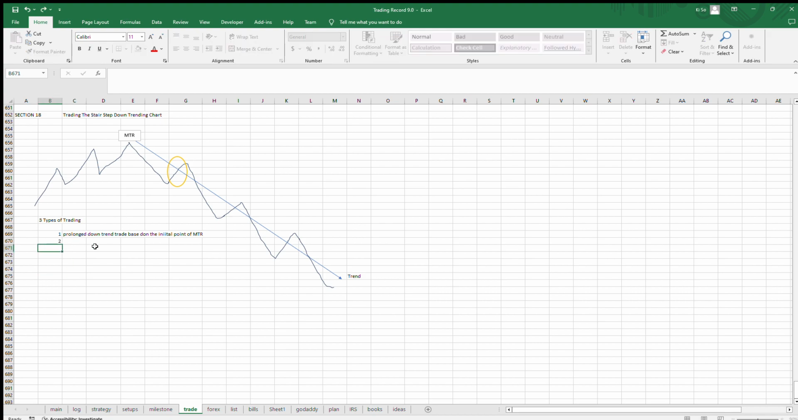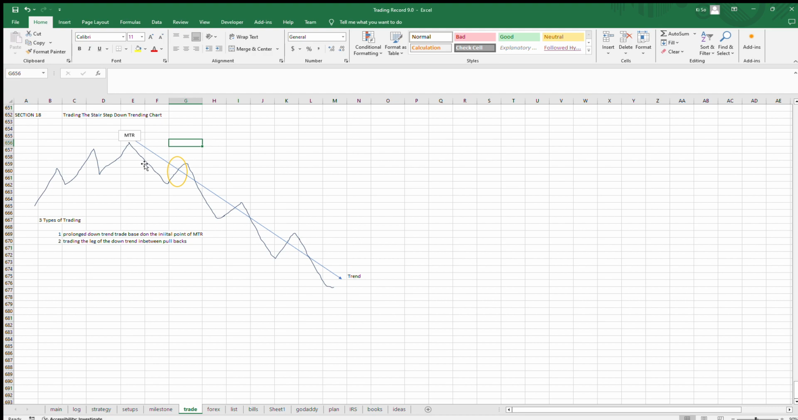The second trade that I can do is essentially looking at the range where the downtrend, the first leg of the downtrend, trading the leg of the downtrend in between pullbacks. Okay, so this would be region 1 right there.